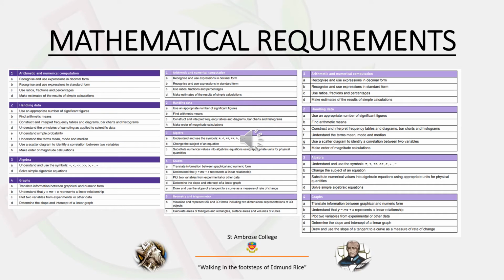These are the mathematical requirements for biology on the left, chemistry in the middle and physics at the end, and these are also the mathematical requirements for the GCSE Combined Science Trilogy. The ability to handle data, use graphs, draw graphs and interpret graphs are crucial in all 3 sciences and the GCSE Combined Trilogy Award.